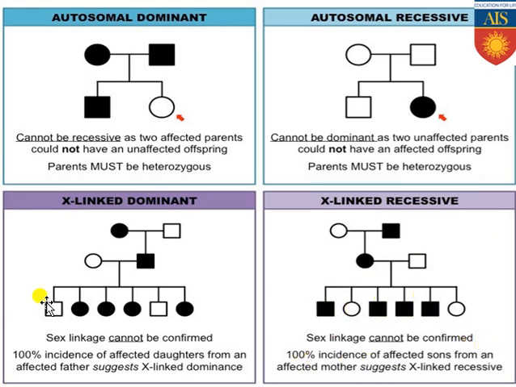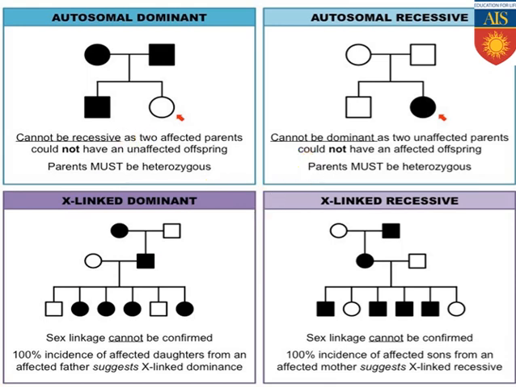affected mother. Here 100% daughter will be affected from the affected father, so for that reason it is X-linked dominant, and here the 100% son will be getting affected from the affected mother. So for that reason this is considered as the X-linked recessive trait. Okay, so this is overall the types of the pedigree charts for various different traits.